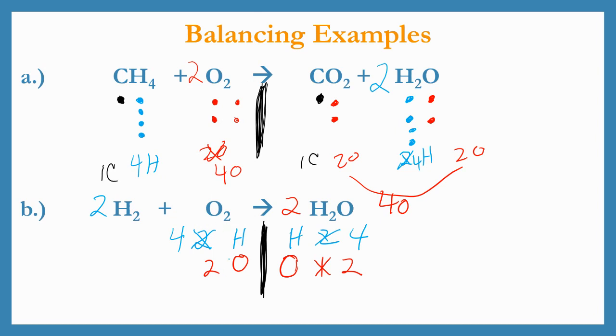The oxygen stays at 2 because there's still a 1 there, right? So that's a 1. So 1 times 2 is 2 oxygens. 2 times 2 is 4 hydrogens. There's 4 hydrogens on both sides. There's 2 oxygens on both sides. That is now balanced.